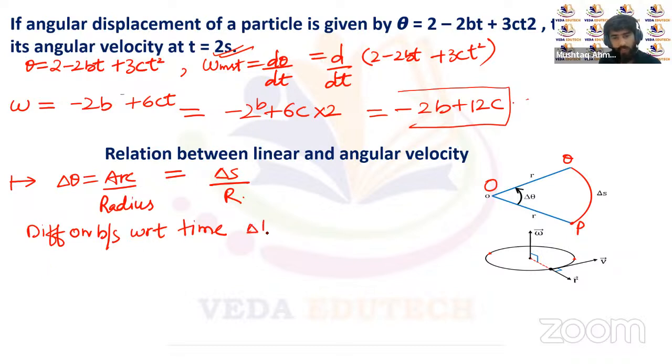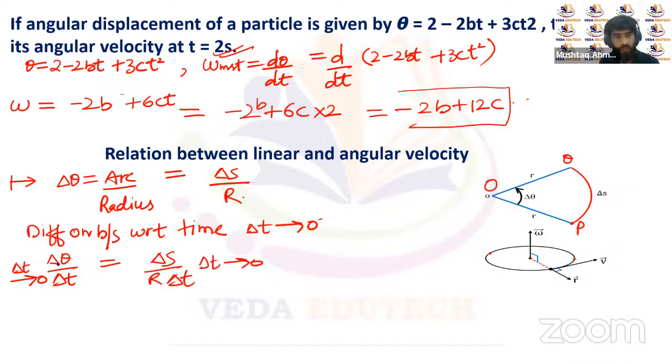Such that delta t tends to 0. So it will be delta theta upon delta t, where delta t is tending to 0. So it will be delta s upon r into delta t, where delta t tends to 0. Now we can write this equal to d theta over dt.